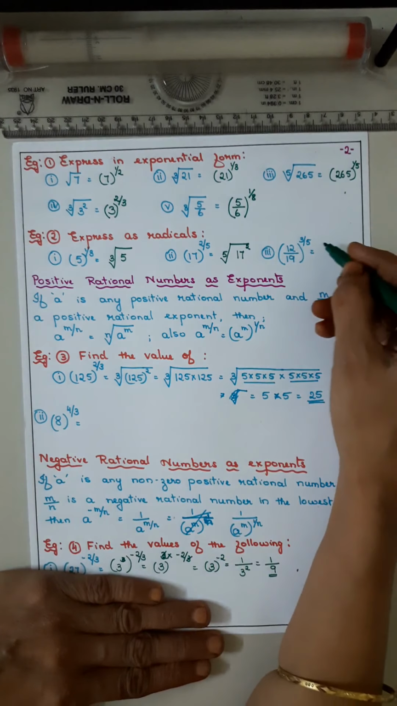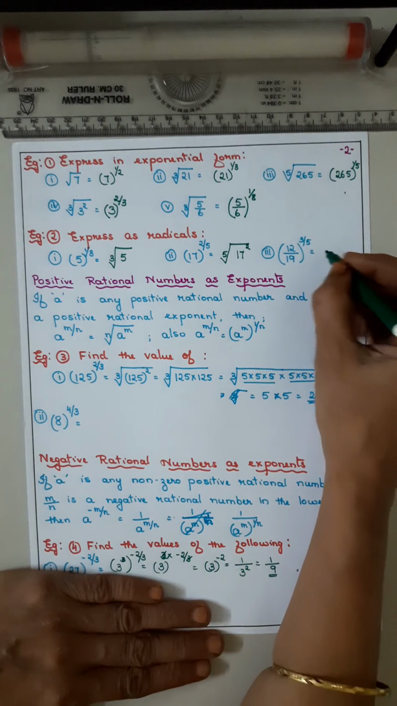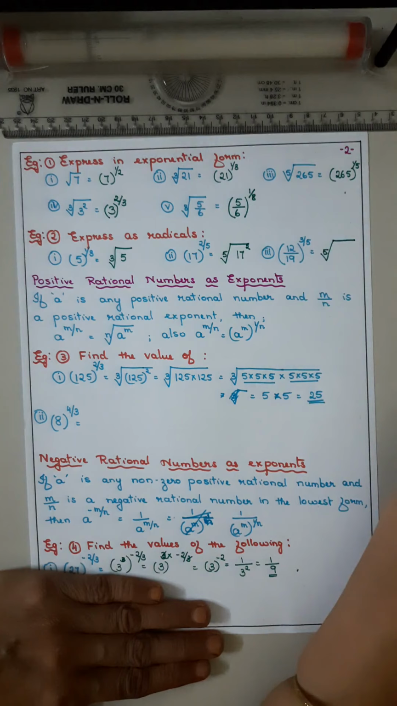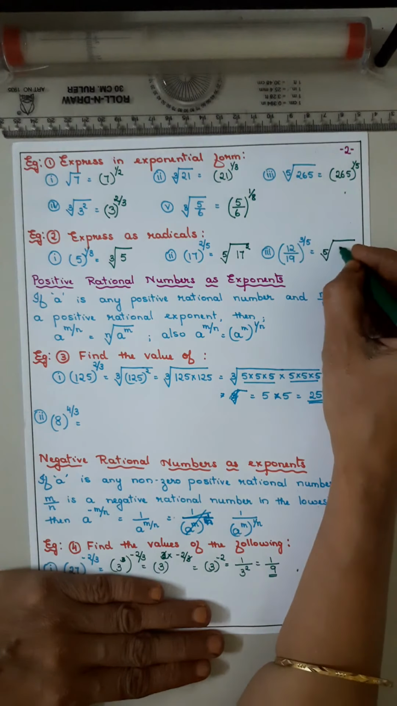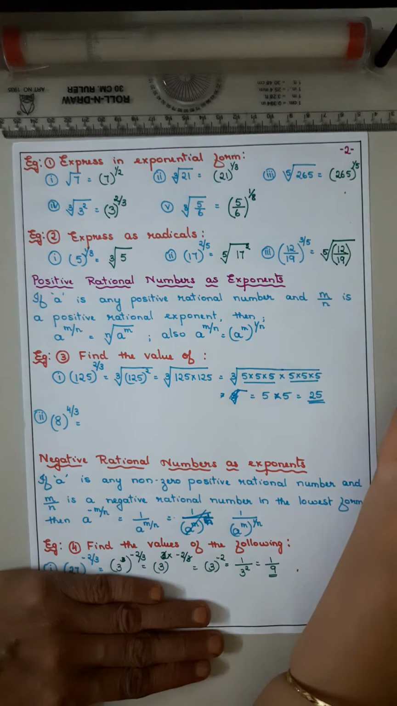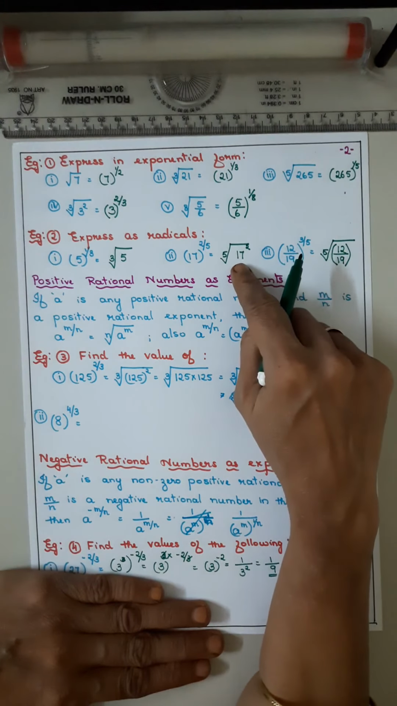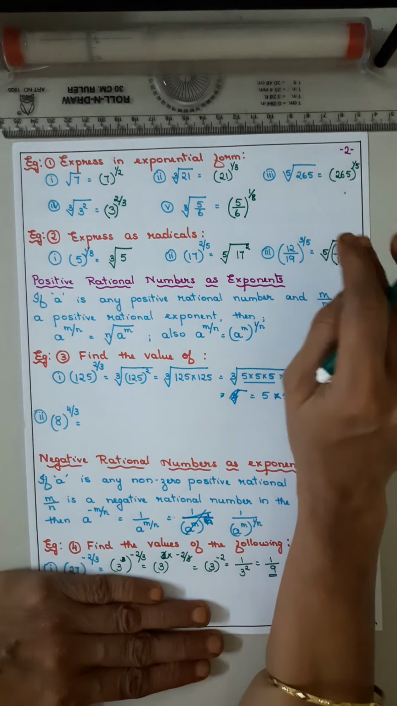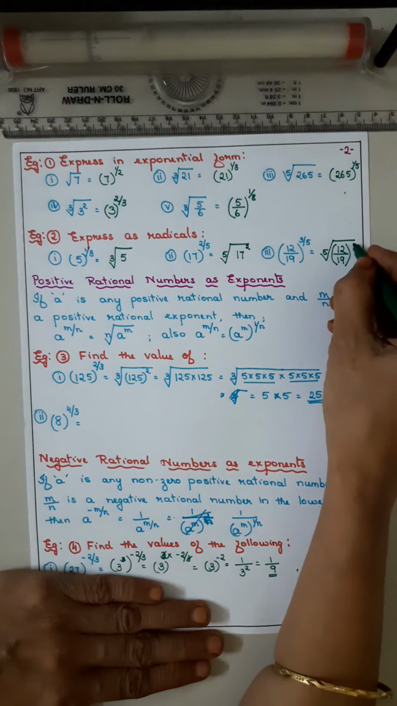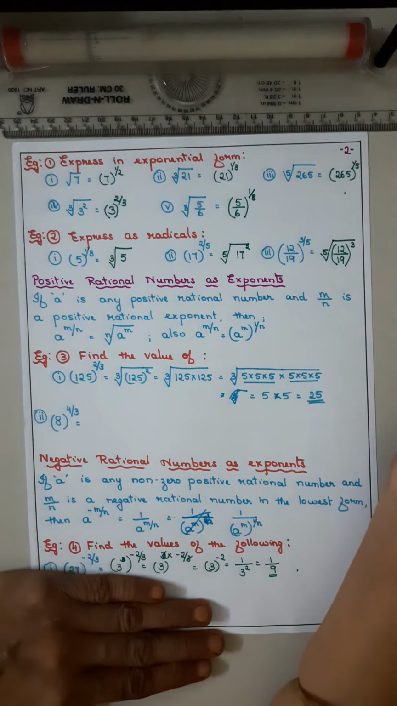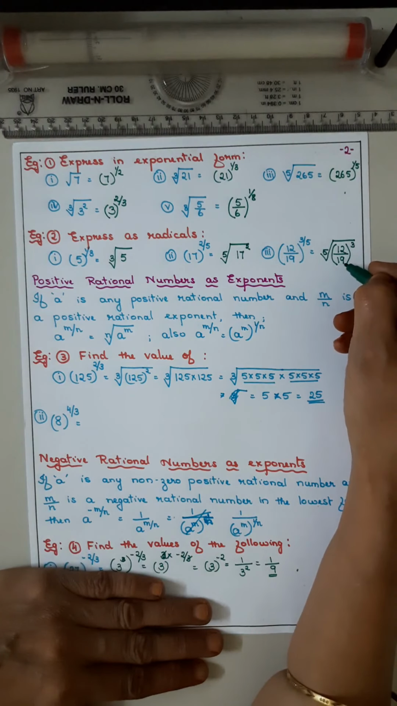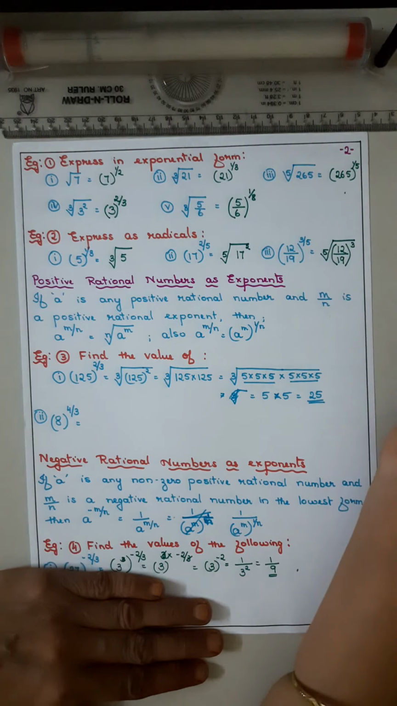Now here, what is the denominator in the power? 5. Write it out first, then put the radical sign. What is the base? 12 by 19. Put the bracket. Here there is no need of putting the bracket because it is only an ordinary number. So here, what is the power now? 3, the whole power 3. How do you read it? 5th root of 12 by 19, the whole cube.